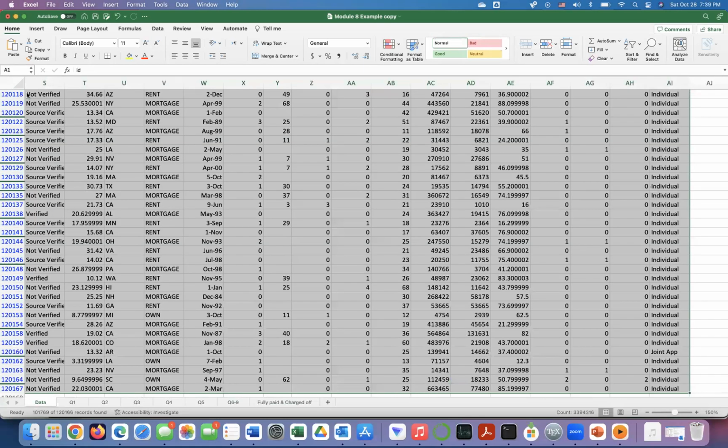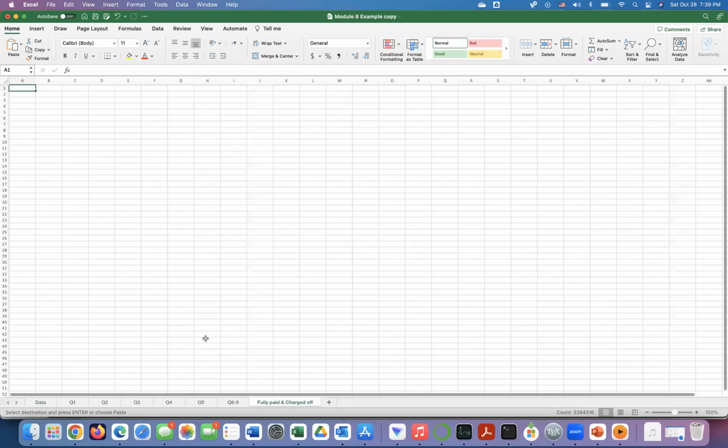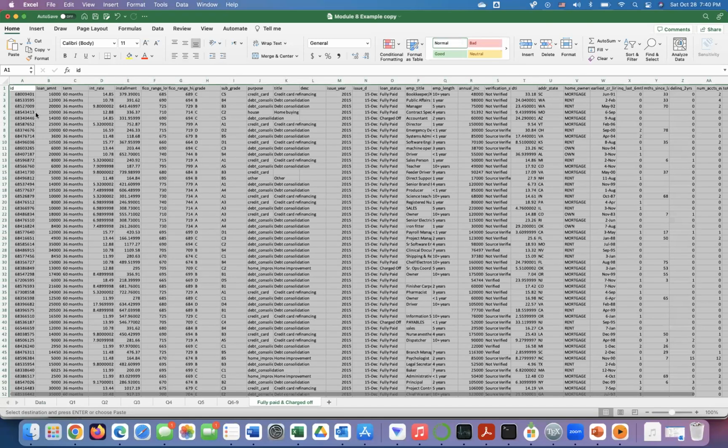So with three, again, shortcuts: Command A selects everything. Command C on Mac copies everything. And then I go to the tab that I want, and in cell A1, I paste everything. Remember, you must always first filter and then copy and paste.